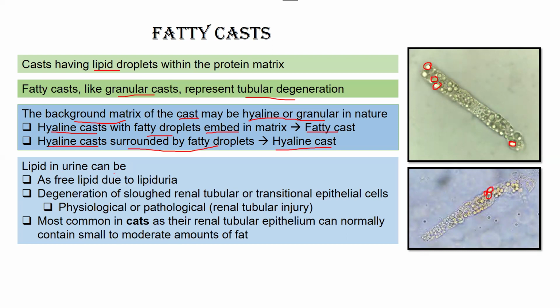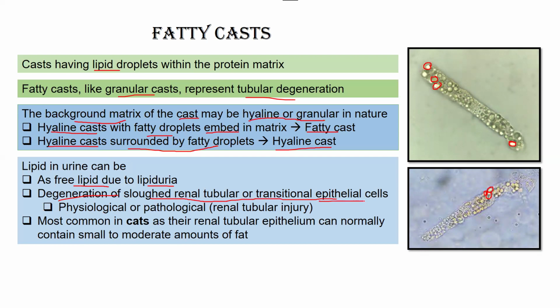Then lipid in urine. This is an indication of why fatty casts form, or how fat gets into the urine. The lipid can be present in urine as free lipid due to lipiduria, where there is increased lipid excretion in the urine, and the free lipid gets embedded in hyaline or granular casts, forming a fatty cast. But the second indication is that lipid can appear in urine due to degeneration of sloughed renal tubular or transitional epithelial cells.